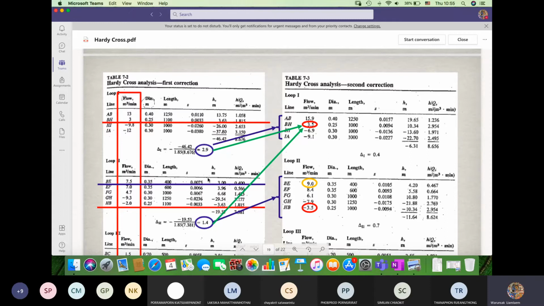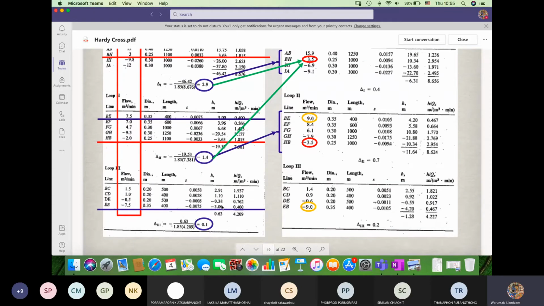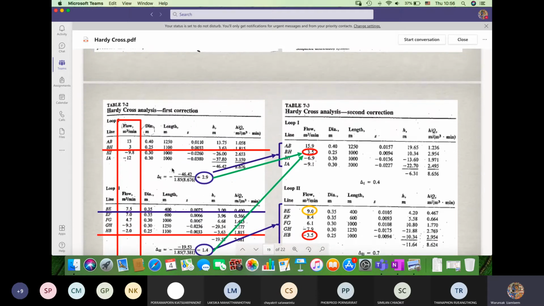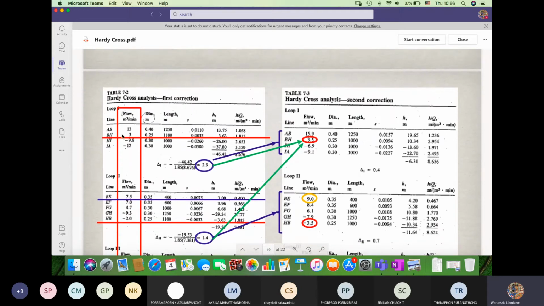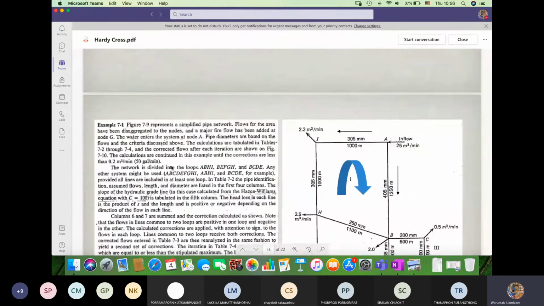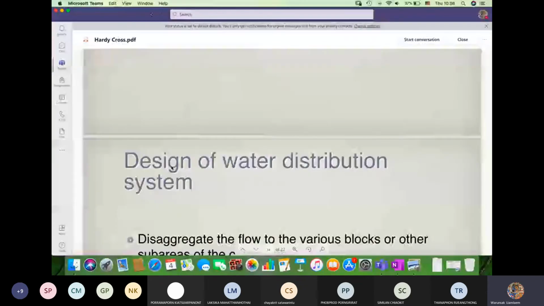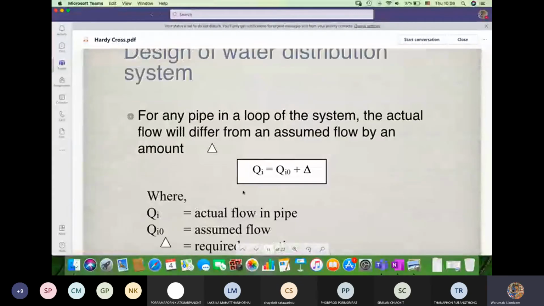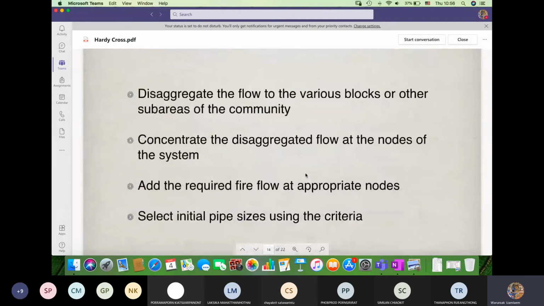The same procedure must be applied to loop number 2 and loop number 3, and then you will get the delta for each loop. Loop number 1, you get this number for the delta. Loop number 2, you also get this number. This is the first trial. In the first step, you assume the flow rates, then determine the delta. Next, we find the actual flow rates. The actual flow rate is equal to the assumed flow rate plus the correction. So that is why you have to do it again.